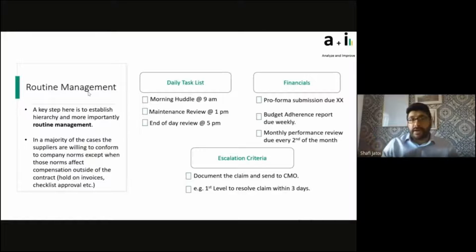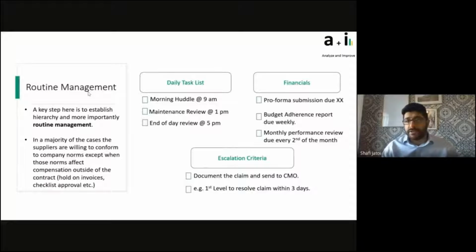So a little graphic on the right, daily task list. I have the morning huddle at 9. The supplier, you need to be there at 9 on time, and with everybody that's going to be required to do the job on site that day. We're going to have another review session at 1 p.m. and end of day review at 5 p.m. This could be anything you want. It could be as detailed as you want, as infrequent as you would, as required to maintain performance of the contract. And then financials, pro forma invoice submissions due on X date or X time of the month.